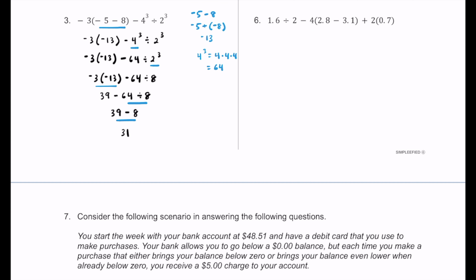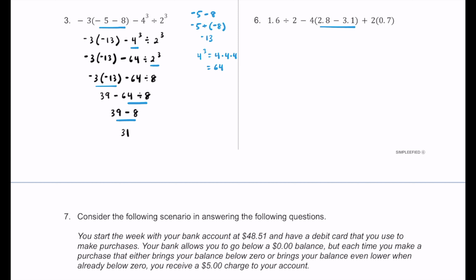Okay, so I do see 2 sets of parentheses. This one actually does represent a grouping symbol. This one over here does not. This one just shows that we are multiplying 2 times 0.7, and we're using parentheses for multiplication since we have a decimal. Okay, so let's focus over here on the actual grouping symbol, and let's take care of this 2.8 minus 3.1.